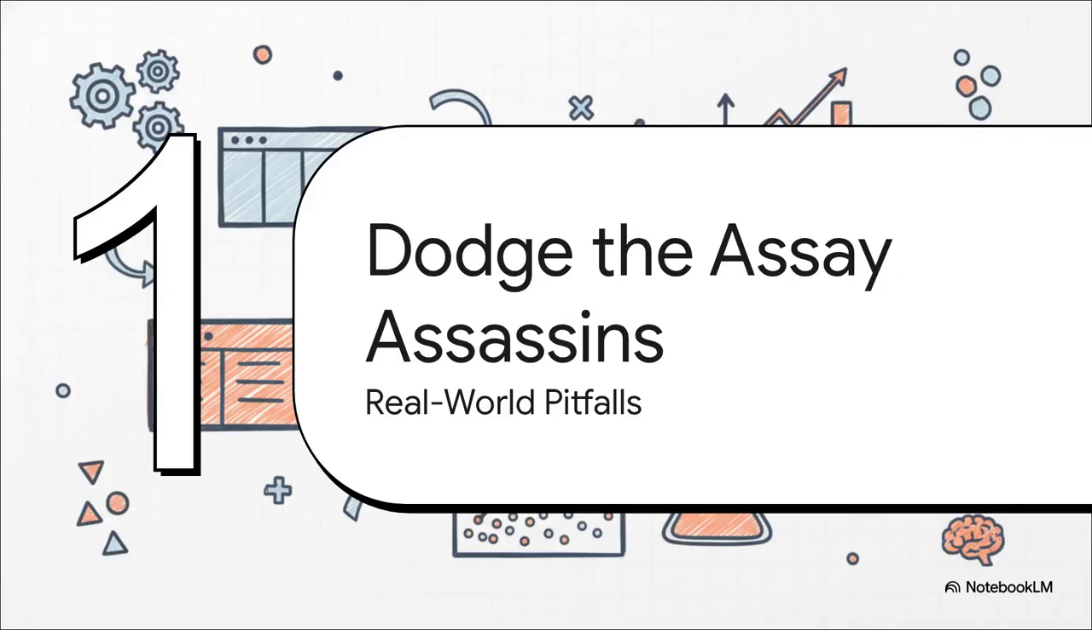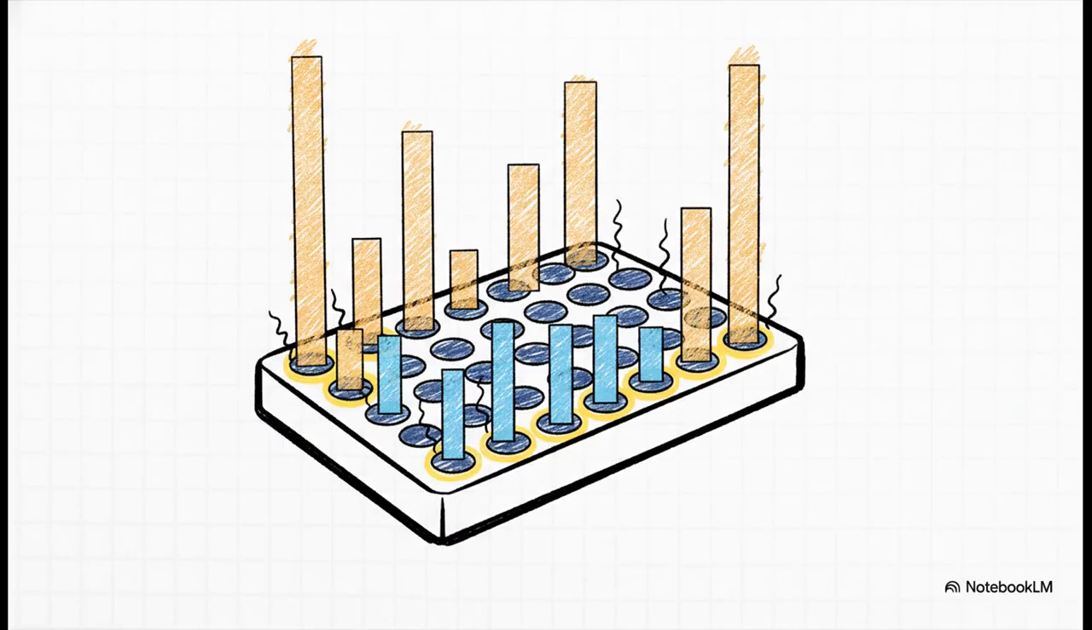Finally, even with a perfect plan, the real world has a way of interfering, doesn't it? So let's quickly cover the 3 assay assassins that are just waiting to ruin your data. First up, the edge effect. Wells on the outside of the plate evaporate faster. That concentrates your reagents and can artificially boost the signal. So if all your best results are happening to be on the edge of the plate, you might be looking at a mirage, not a real effect.